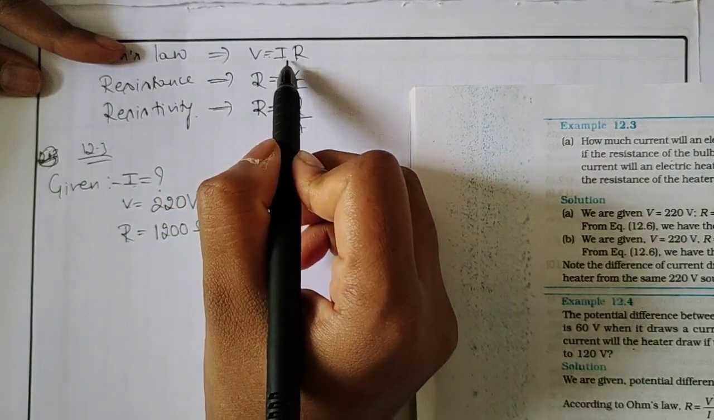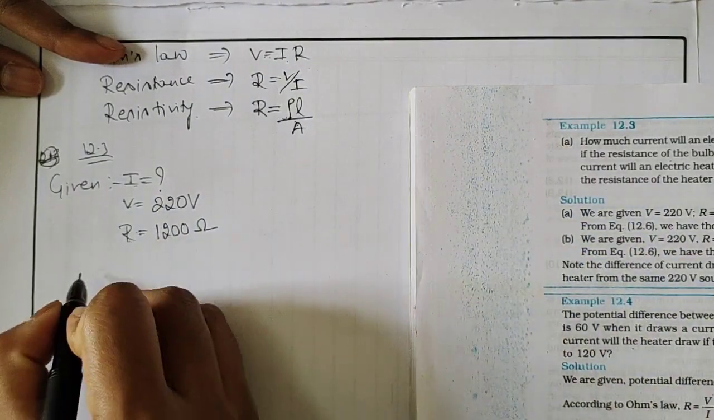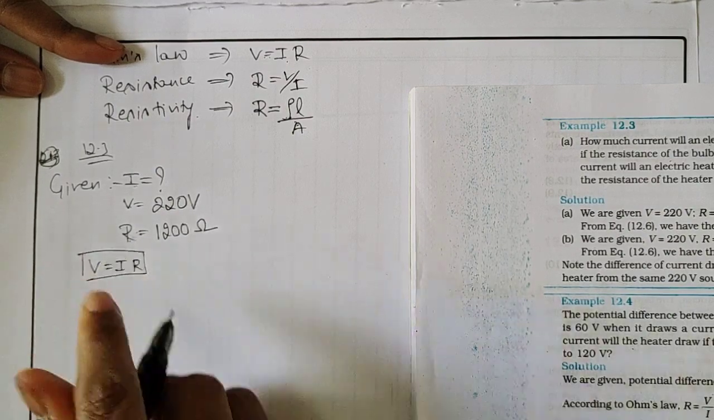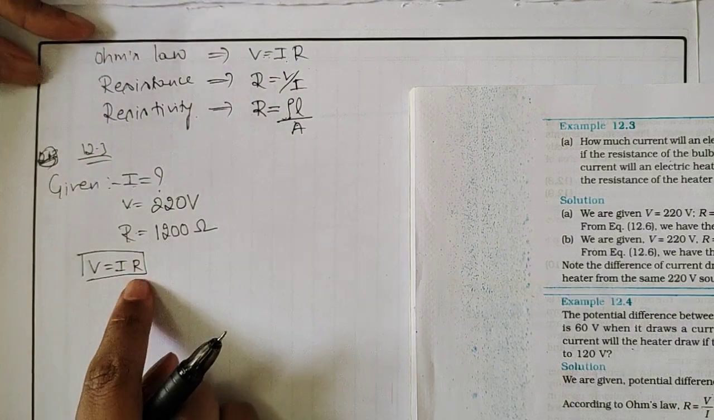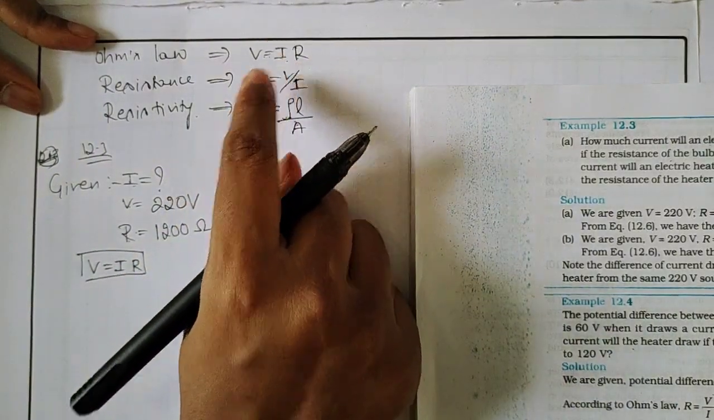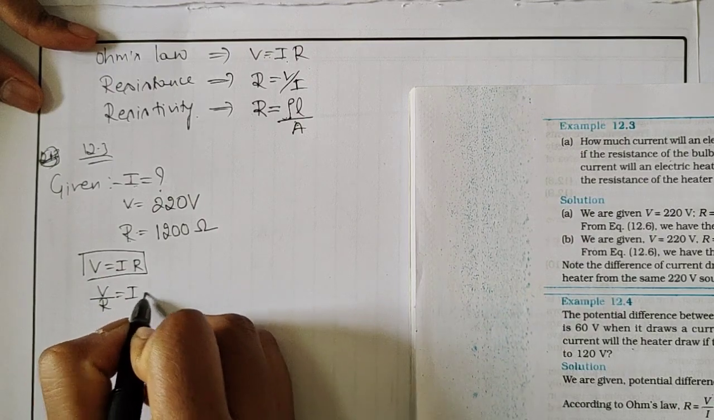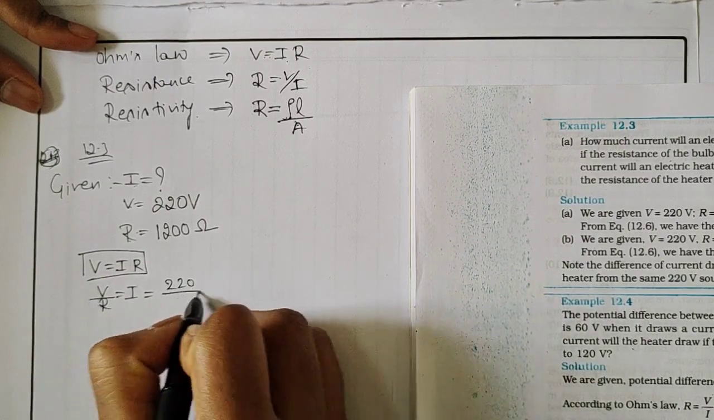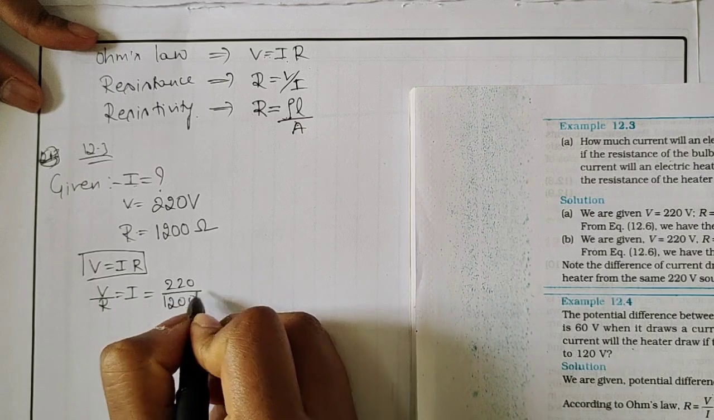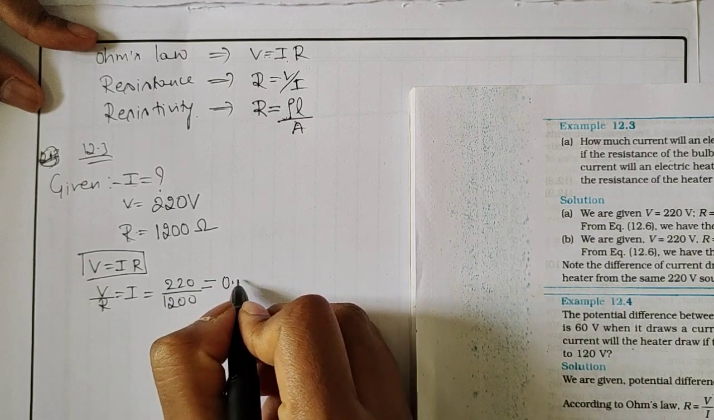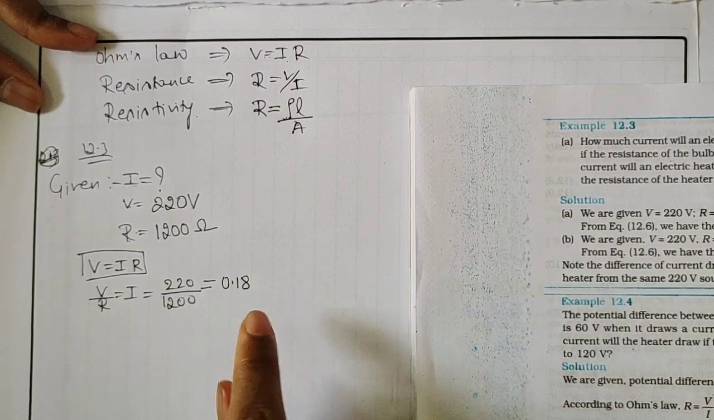But as I told, we need to do step by step now. So after writing the given, what you need to do? The formula V is equal to IR. So this is the formula, and we need to modify the formula based on the question. That means we need to find out I, right? So what will be the modified formula? V by R is equal to I. Now what is V? 220. And what is R? 1200. And calculate this one. How much will you get? You will get 0.18.